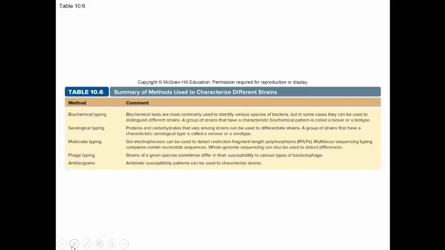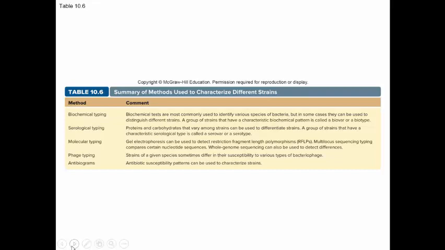Different tools are used to distinguish various strains. First, of course, we have biochemical typing. We have what's called a biovar, or biotype. This is a strain that has a characteristic biochemical pattern that is different from other strains. Various biochemical tests can distinguish different strains, some due to the strain's production of unique proteins, enzymes, or their lack thereof.